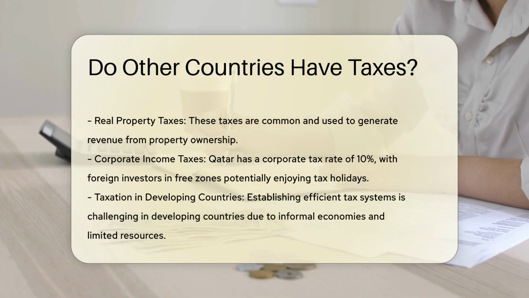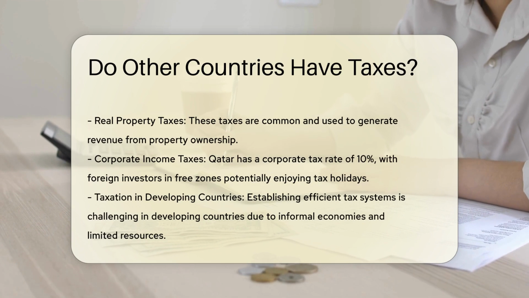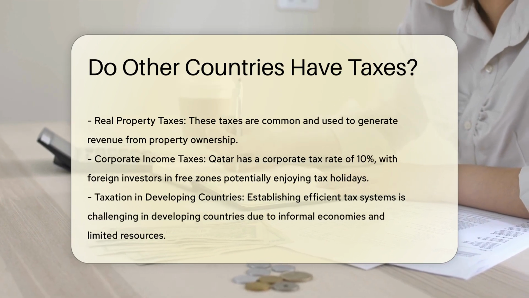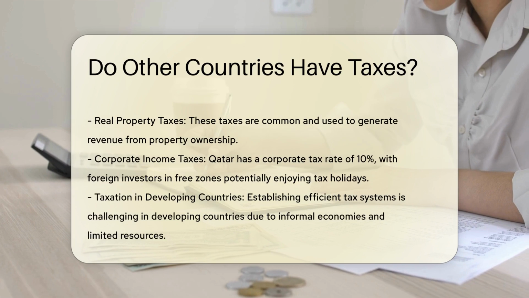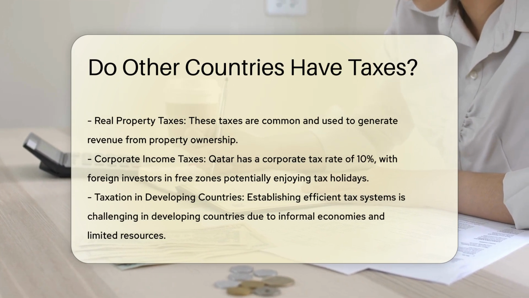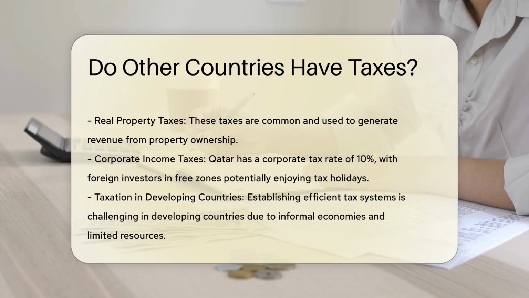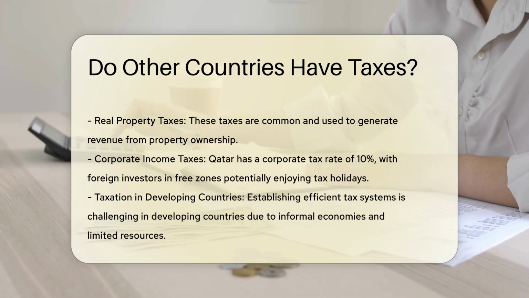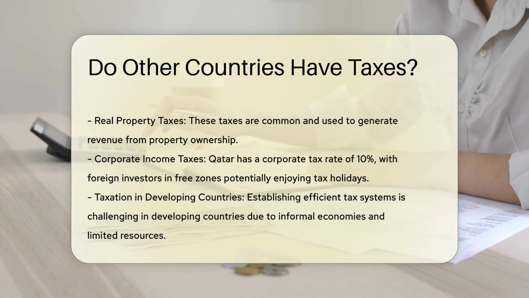Alternative revenue sources. Countries without income taxes often rely on other forms of taxation. These include value-added taxes, VATs. Oman, for instance, charges a 5% VAT on certain products. Real property taxes. These are common in many countries and are used to generate revenue from property ownership.